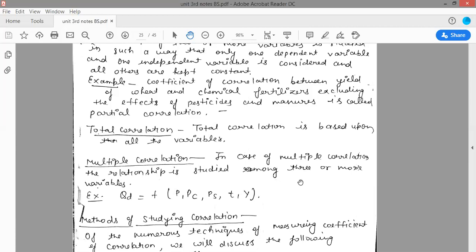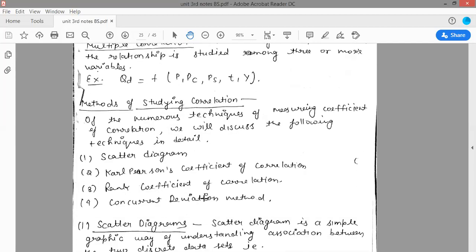Multiple correlation means in case of multiple correlation the relationship is studied among three or more variables. So three or more variables means, suppose there is an example here: QD is equal to f of p, pc, ps, t and y. These are the variables: first one is p, second one is pc, third one is ps, fourth one t and y. That means these are the multiple variables. So we can define this like this.